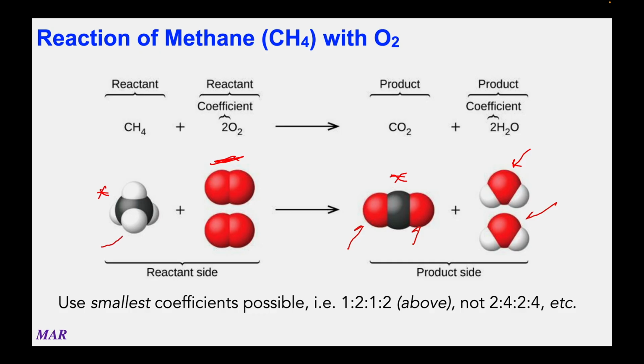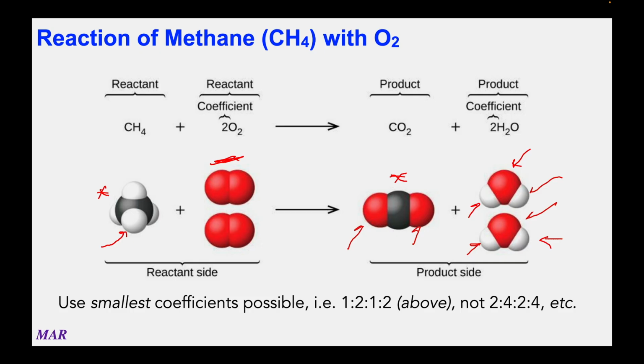And sure enough, the hydrogens are white. There's 4 of them on the left-hand side, and each water has 2 hydrogens, so that's a total of 4. All of the atoms are balanced, all right? So this is what it means to have a balanced reaction. The atoms that go in will equal the atoms that come out. And if you have a mole of them or you have only 1 of them, it's no big deal.